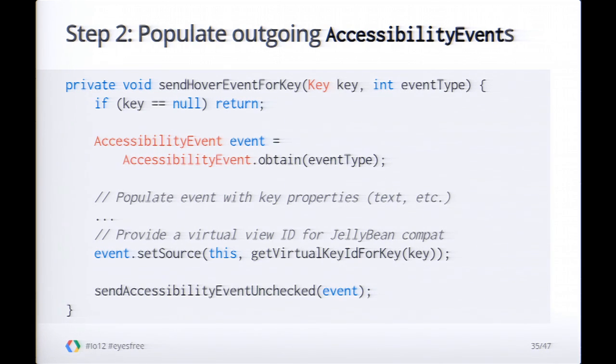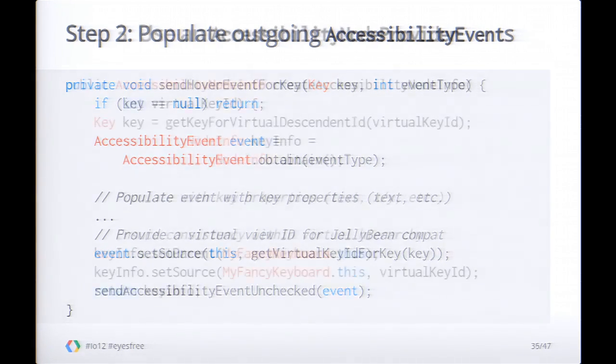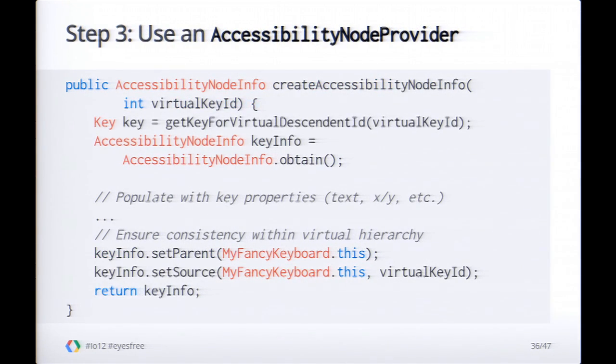And here I'm also setting the source. Because to get this great Jelly Bean functionality of being able to swipe and being able to double-click to activate things, I need a node hierarchy. So after I send my accessibility event, that gets to TalkBack or BrailleBack, and it has a virtual key ID. It can then query my application for the node info that's associated with that key ID. So here, I'm using a node provider, which I've taken out due to space constraints, but it has this create accessibility node info event that takes a key ID. I map that key ID to an actual key, and then I populate the node info with the key's properties.